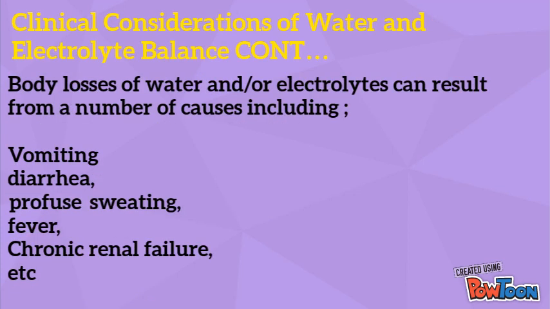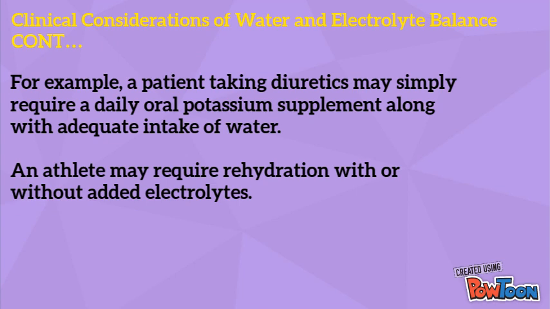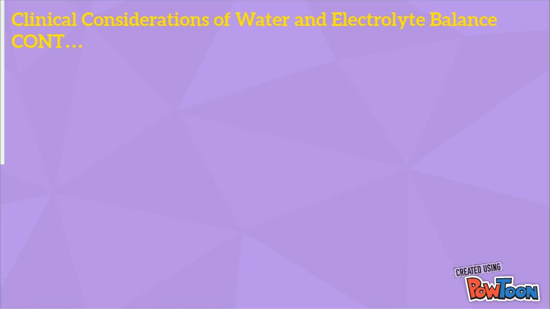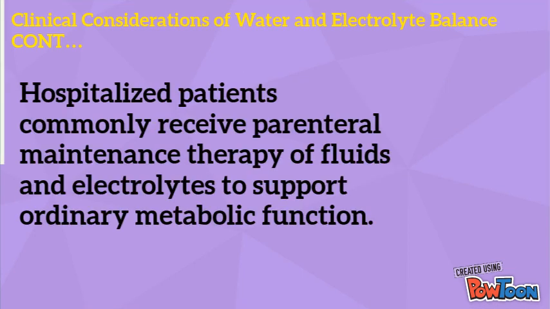Body losses of water or electrolytes can result from a number of causes, including vomiting, diarrhea, profuse sweating, fever, and chronic renal failure. For example, a patient taking diuretics may simply require a daily oral potassium supplement along with adequate intake of water. An athlete may require rehydration with or without added electrolytes. Hospitalized patients commonly receive parenteral maintenance therapy of fluids and electrolytes to support ordinary metabolic function. Thank you.